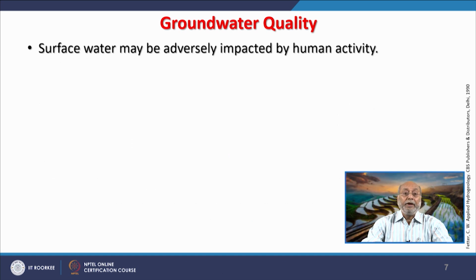Now, surface water may be adversely impacted by human activities, especially river waters, as we are seeing all over the country. Under this Namami Gange project, efforts are being made to make the water as pure as possible. Even the water which originates from Gomukh, Uttarakhand, in the case of the Ganga, is carrying some pollutants in minute quantity.